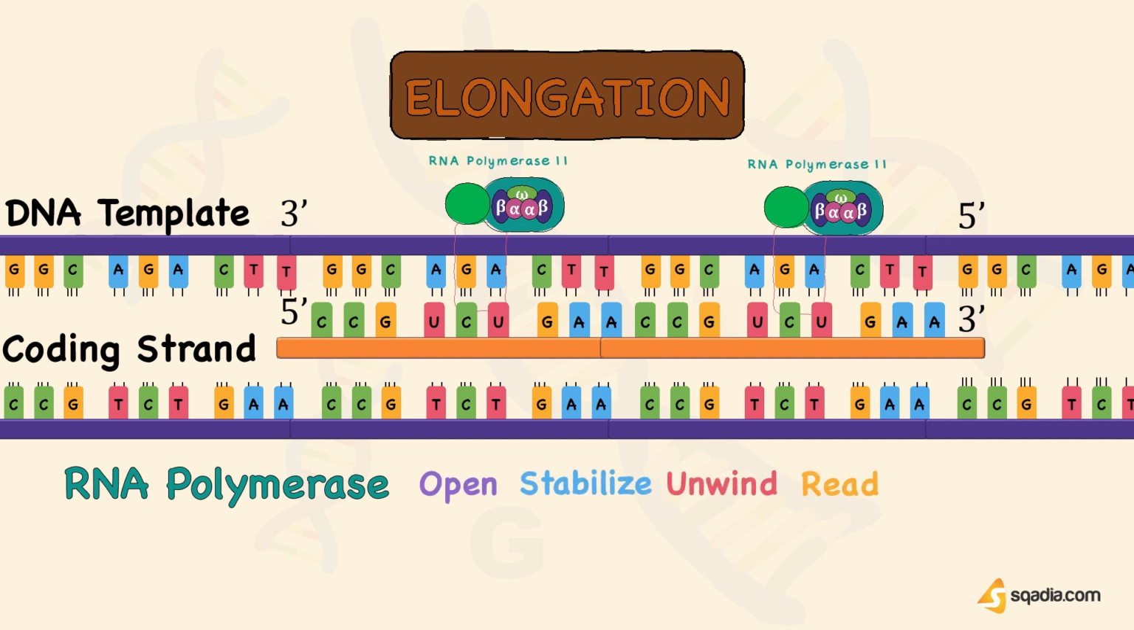Let's say this is the strand from 3' to 5'. So the RNA polymerase reads from 3' to 5'. And then it will synthesize starting from 5' to 3'. So RNA polymerase will perform 5 functions.